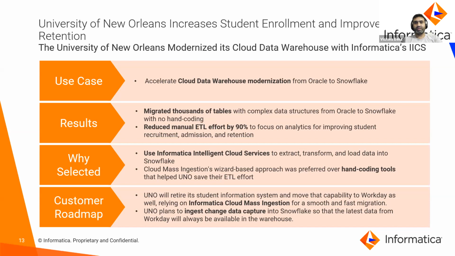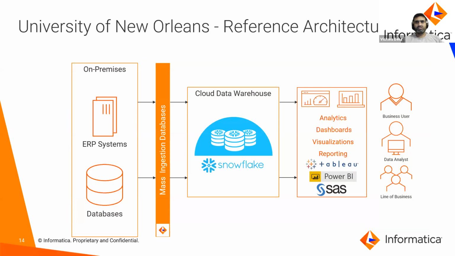And why did they select Informatica? Because Informatica helped them to extract, transform, and load data into Snowflake using the traditional data integration technique, as well as the wizard-based approach of mass ingestion to reduce their time of movement into the cloud, right? So they used it for initial load, but they've actually started to do the incremental CDC load, and also from a variety of other sources as well. So this was their architecture.